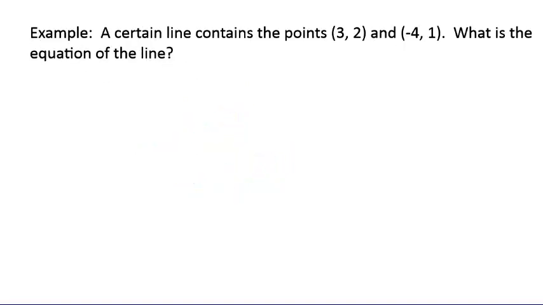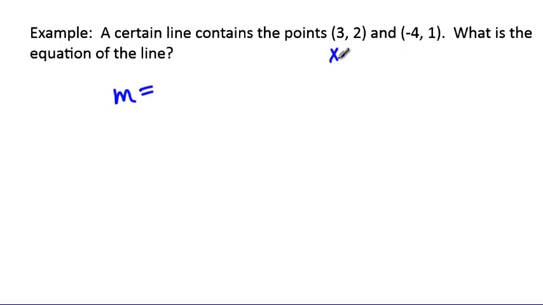Okay, another example. A certain line contains the points (3, 2) and (-4, 1). What is the equation of the line? All right, so let's see how we can do this. The first thing I need to know, no matter what, when I'm writing the equation of a line, is its slope. So if I'm not given the slope, I have to find it. So the first thing I'm going to do is find the slope.